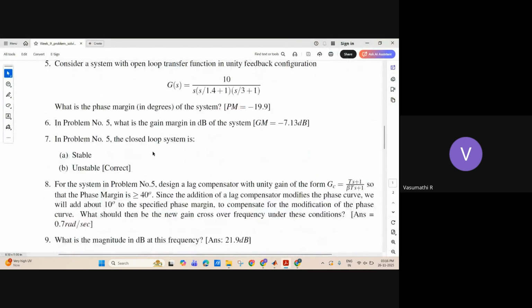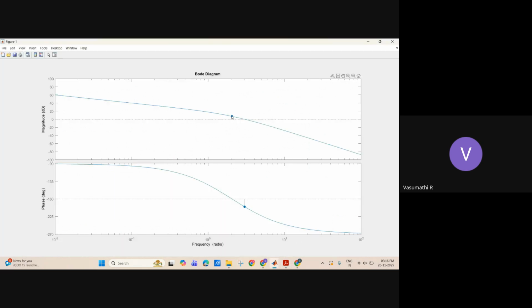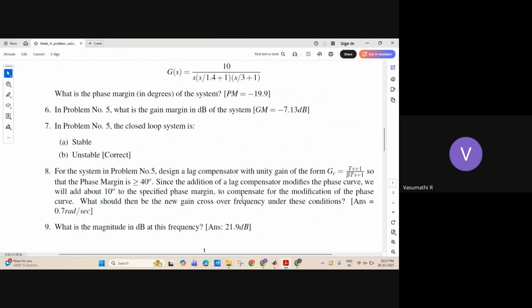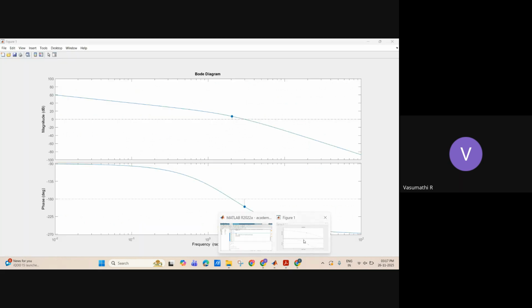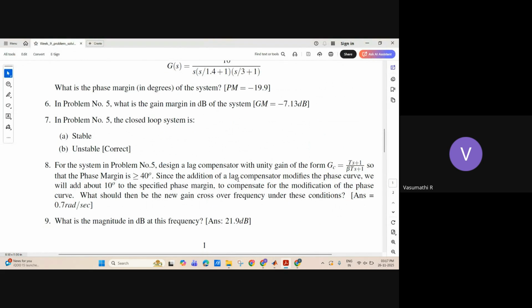We have follow-up questions. In problem 5, what is the gain margin? We already found it, it's minus 7.13. Accurately, we are also getting here minus 7.13. Okay, and in problem 5, is the closed loop system stable or unstable? That also we can get from this diagram itself. Here it will be told, is the closed loop system stable, no. So the closed loop system is not stable for any values of k you choose. That's what the meaning is here.